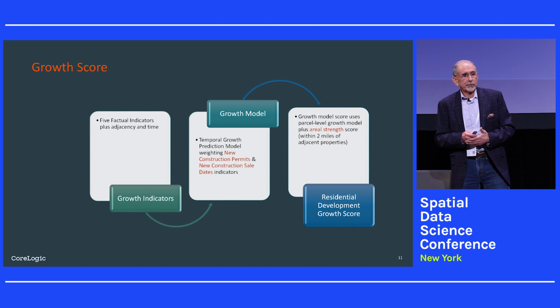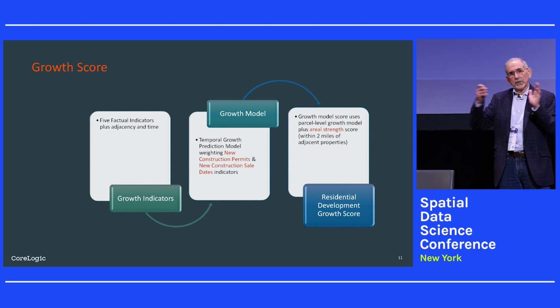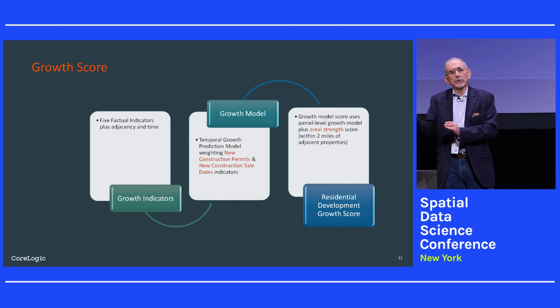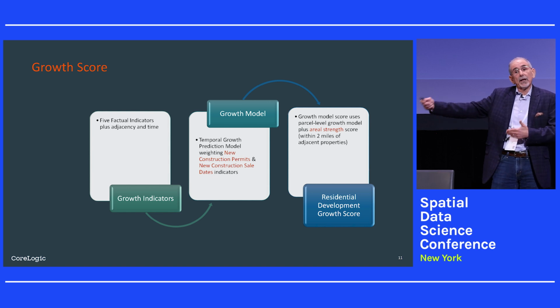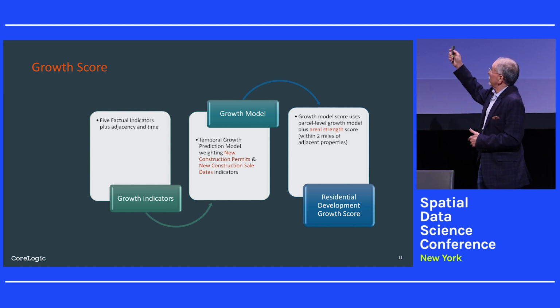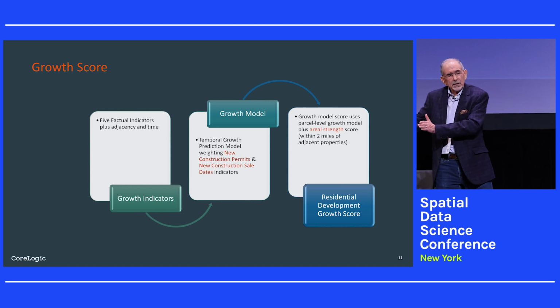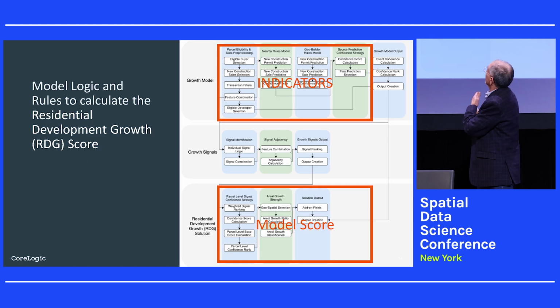I worked with our data scientists. They said, look, take the 5 factual indicators, look at space and time, look back 3 tax rolls, and come up with a predictive model, a probability model where growth is likely to occur. We weighted the model towards new construction permits and the new construction sale date, so it's kind of a lagging indicator. And then we came up with a growth score.